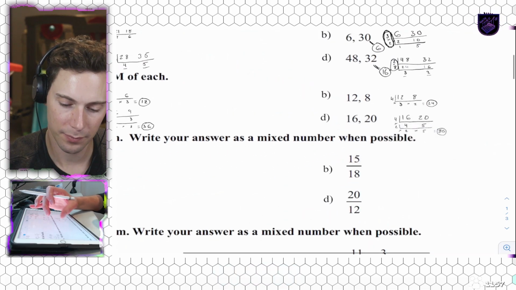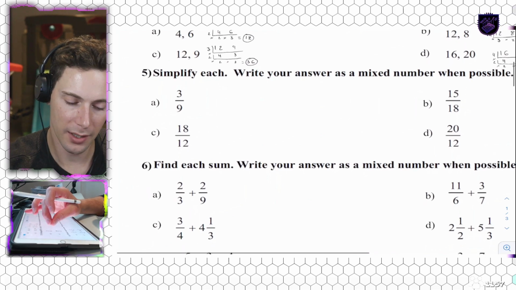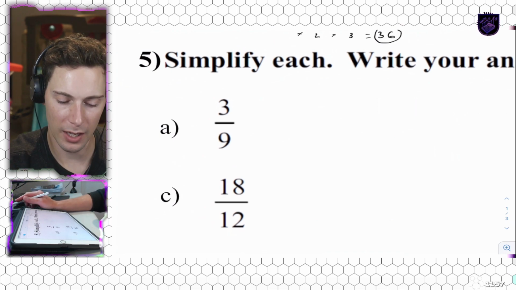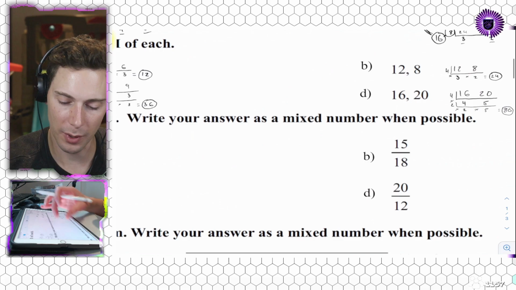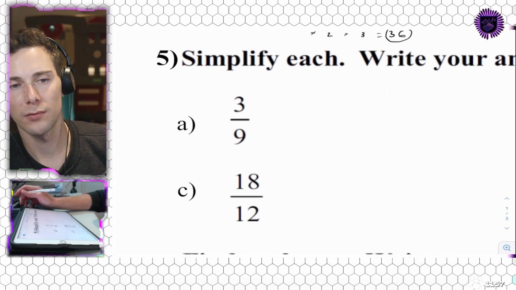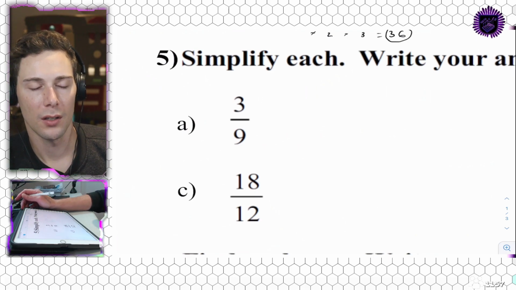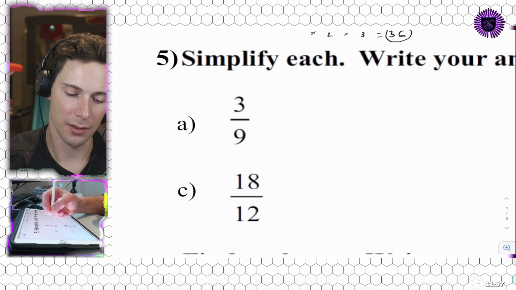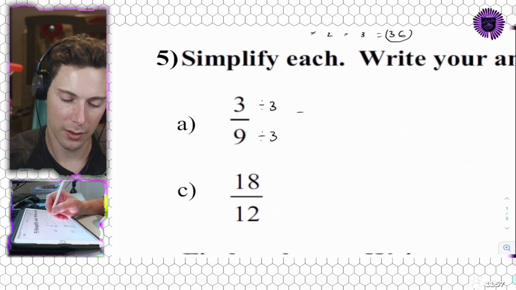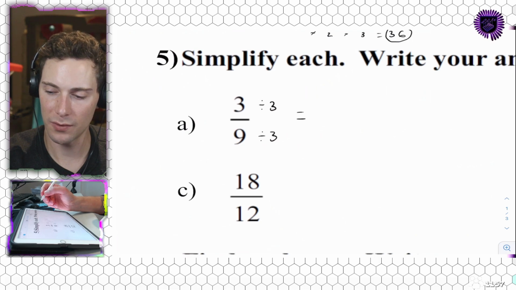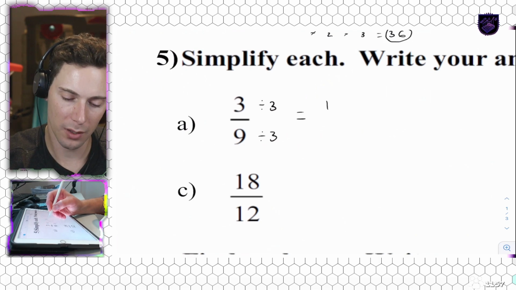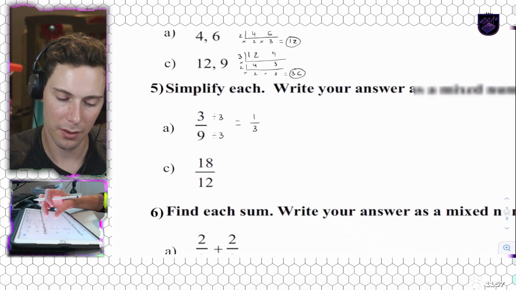All right. Simplify each. So I want to now apply 5a, simplify each, and write your answer as a mixed number when possible. So 5a, we have to find the greatest common factor between 3 and 9. And it is going to be 3. It should be simple with your mathematical knowledge of the times tables. So 3 divided by 3 is going to be 1, 9 divided by 3 is going to be 3, so 1/3.